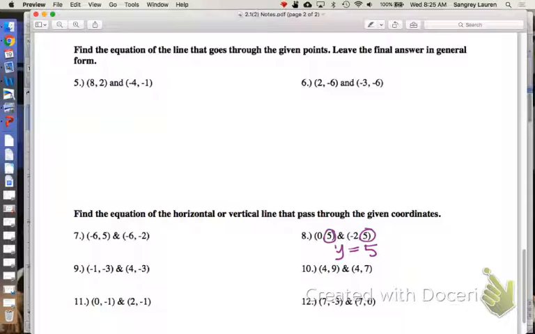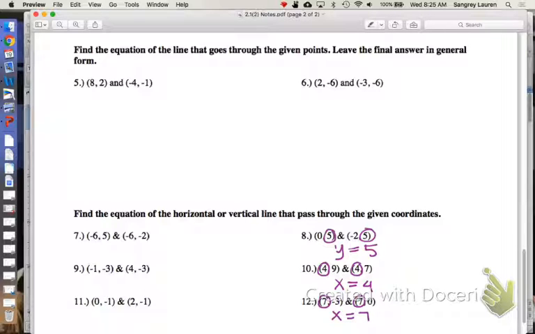For number 10, our x values are the same. So that means our equation is x equals 4. And for number 12, our x values are the same. So our line is x equals 7.